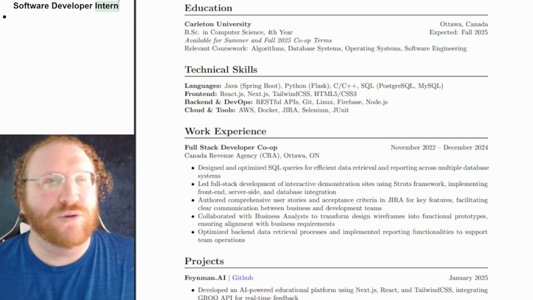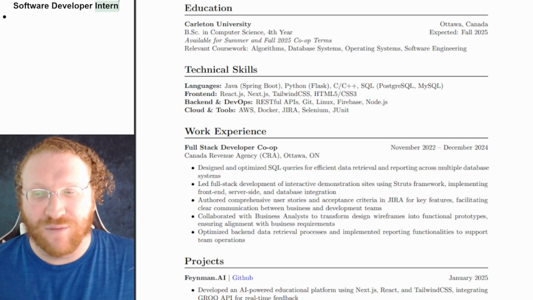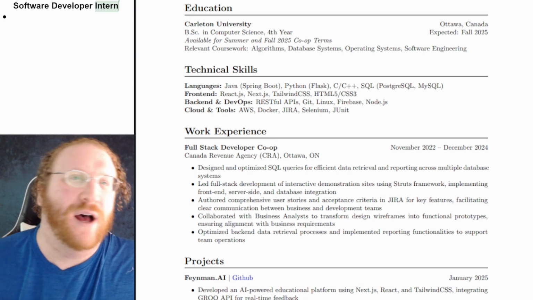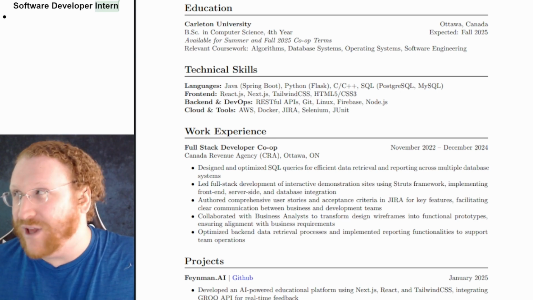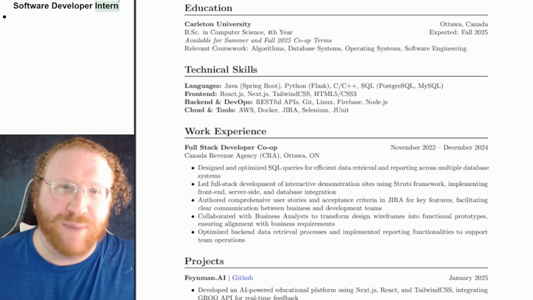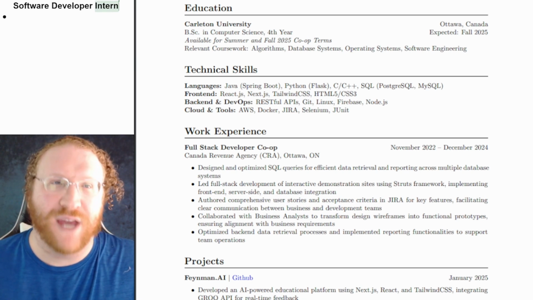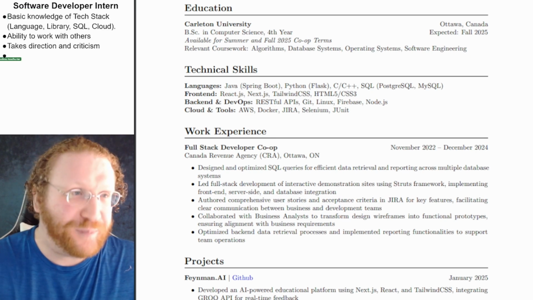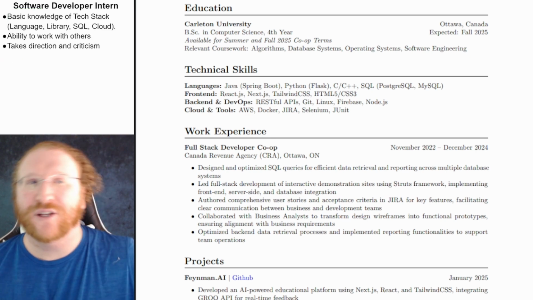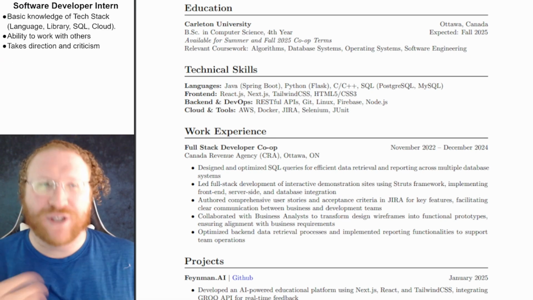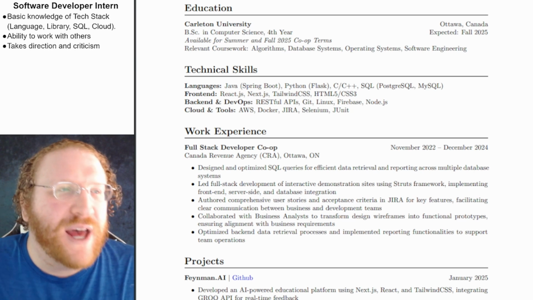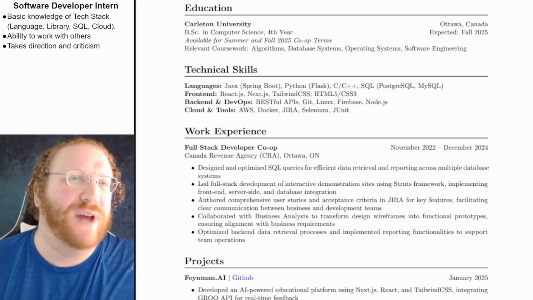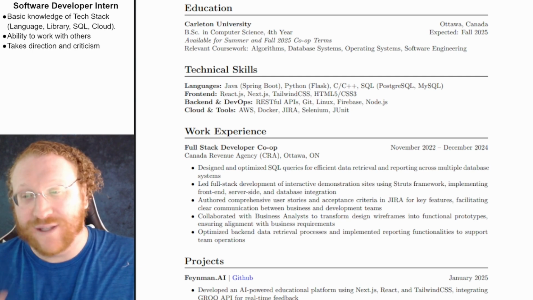In fact, you should not use the same resume you use for internships that you use for full-time. With the exception of master level internships, if you're doing bachelor level internships, your qualifications are going to be different. So for interns in particular, I just need a basic knowledge of the tech stack. I need your language, library, SQL, cloud, that kind of stuff. I need the ability to work well with others, and I need them to take direction and criticism. Now, the problem with that is that's great for interns.